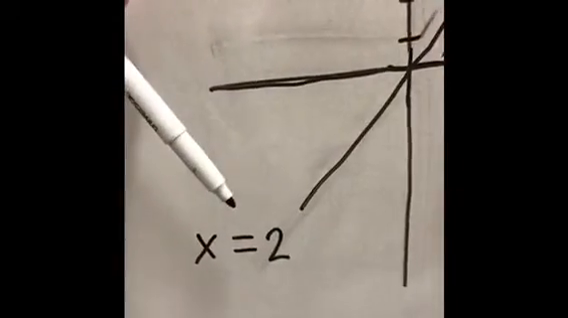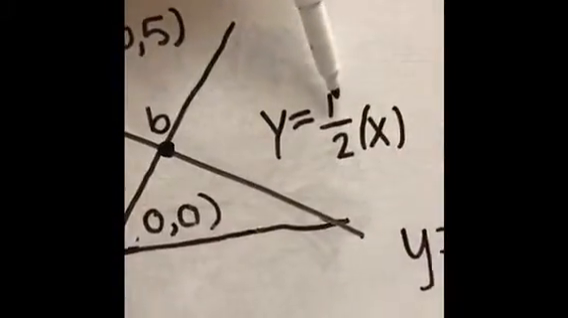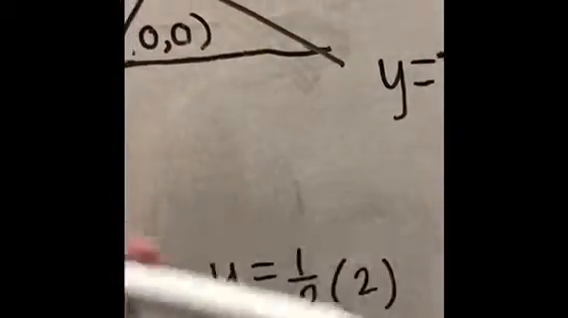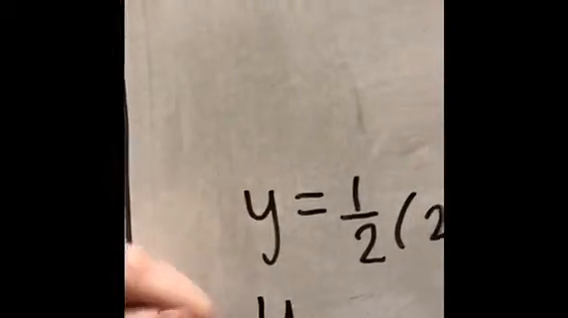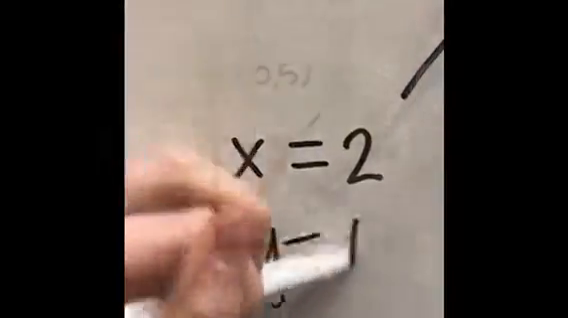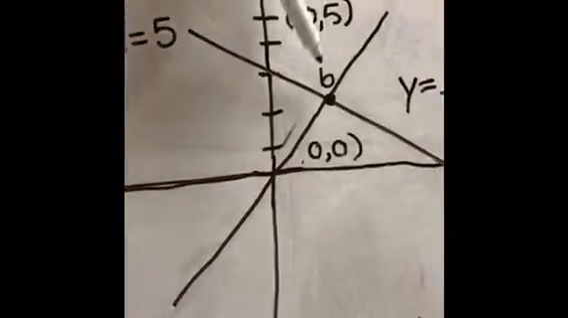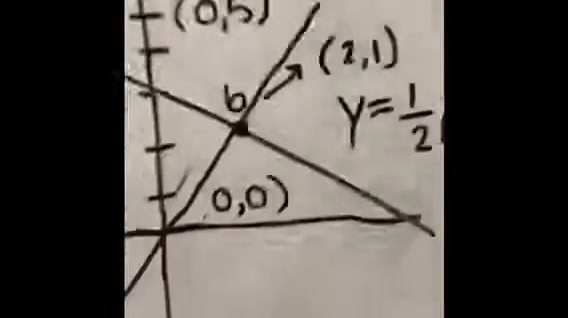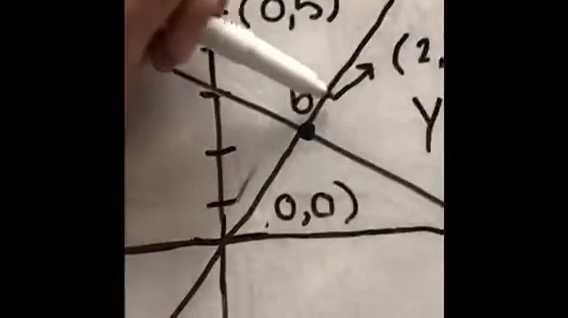Now that we have found our x of 2, we're going to go ahead and find y. So we are going to take y equals 1/2 times 2. Displayed down here, y equals 1/2 times 2, and we know that 1/2 of 2 is 1. So we have y equaling 1. We are now able to define that our point B, the intersecting point, is 2, 1. This one.